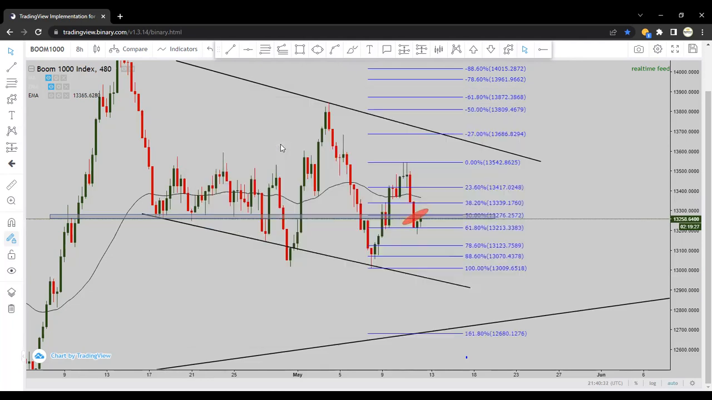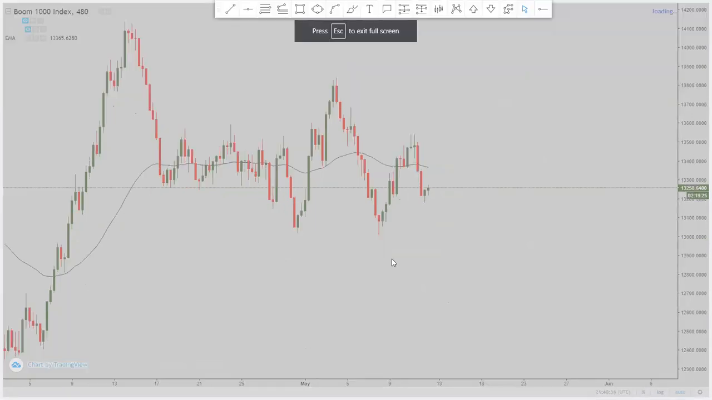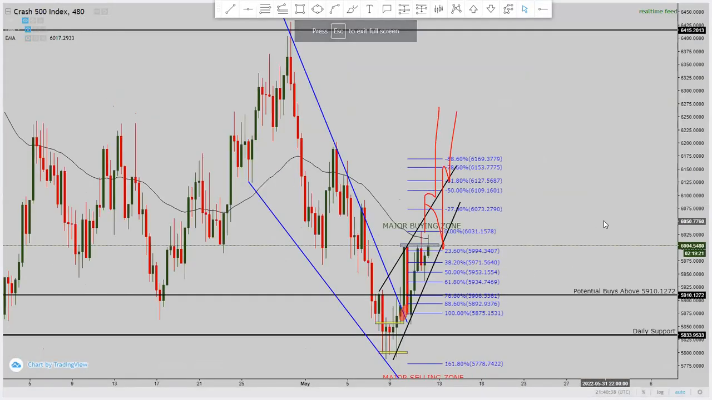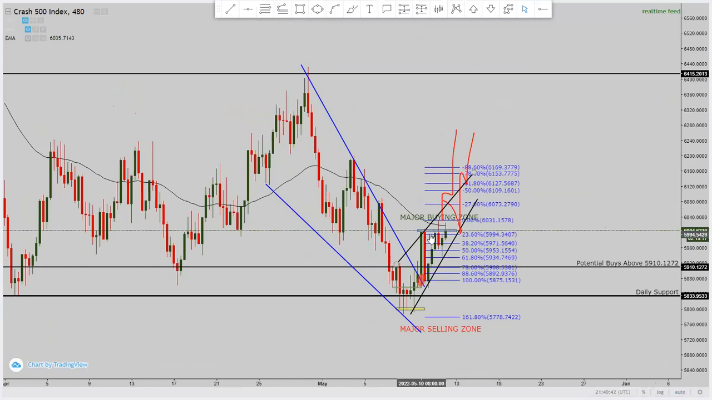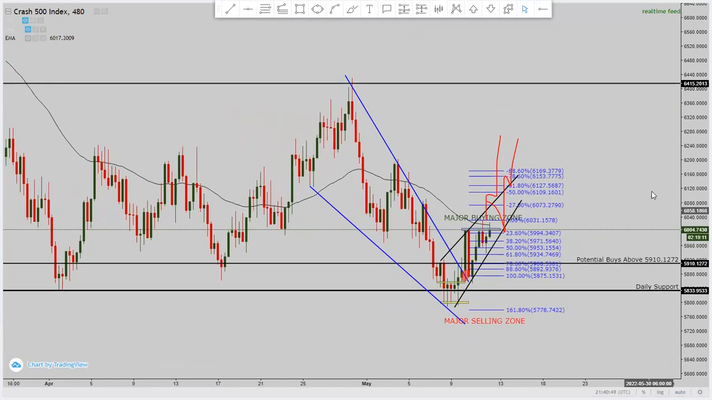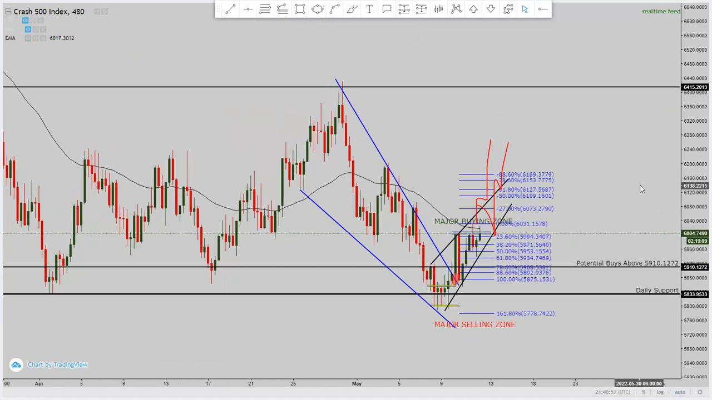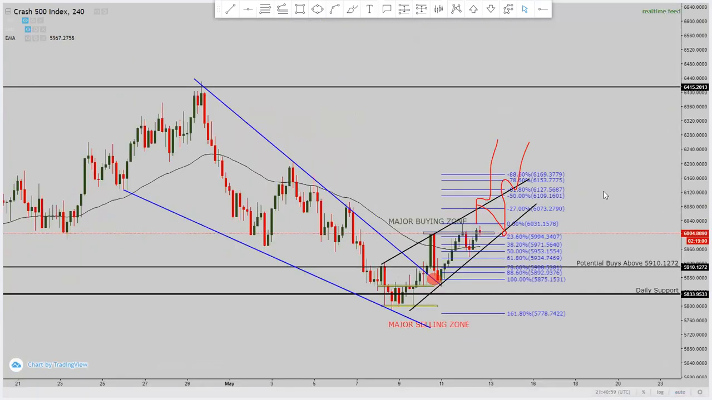So that is what we are seeing on our synthetic indices. Same as Crash 500. Once it manages to break that current resistance where it is, simply more buying opportunities in the channel that we showed you on the smaller time frames as well.